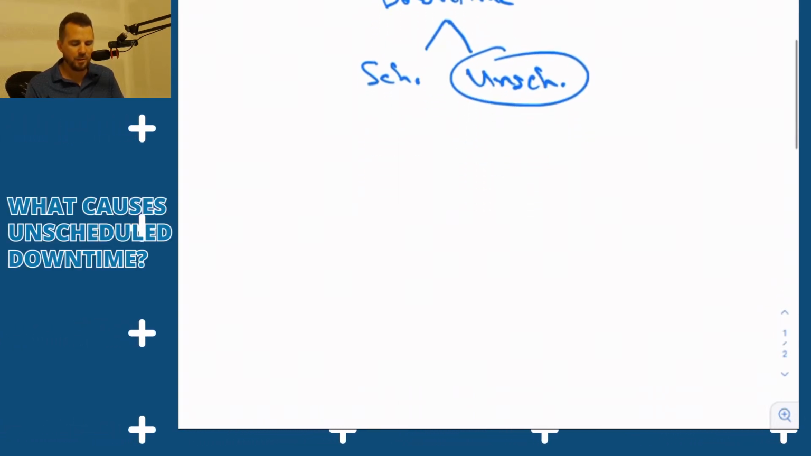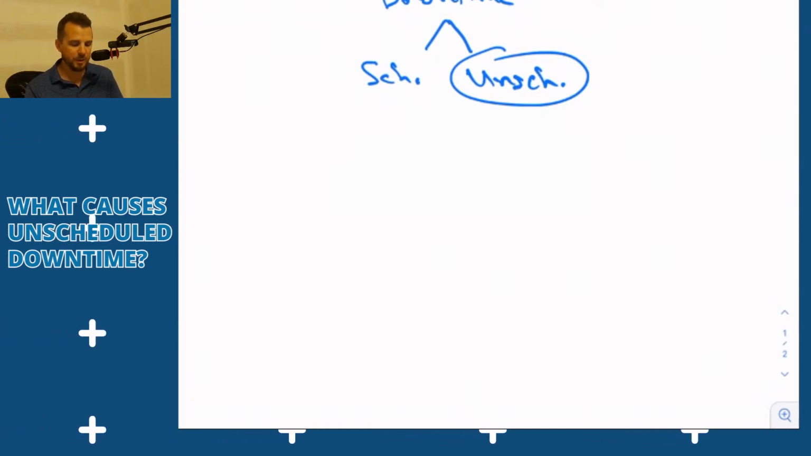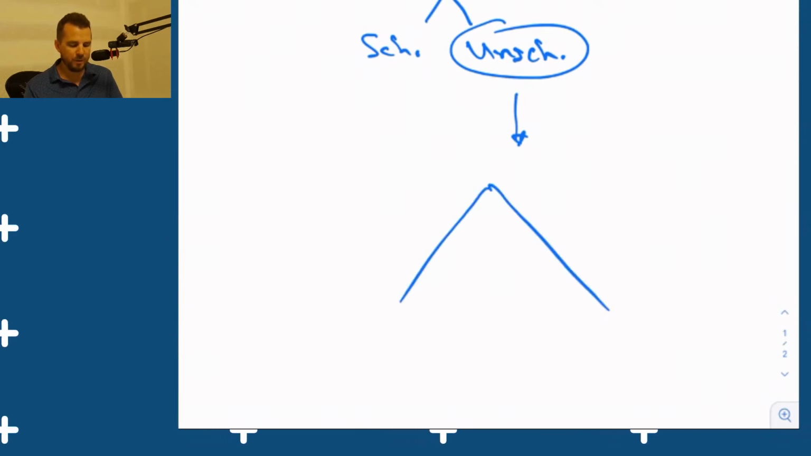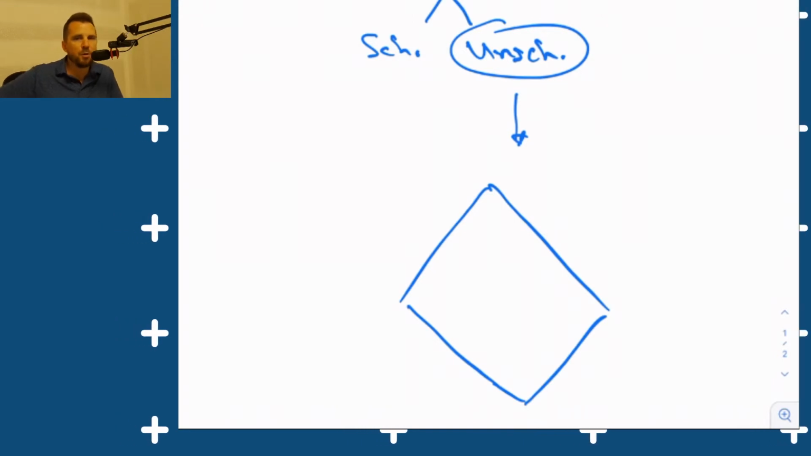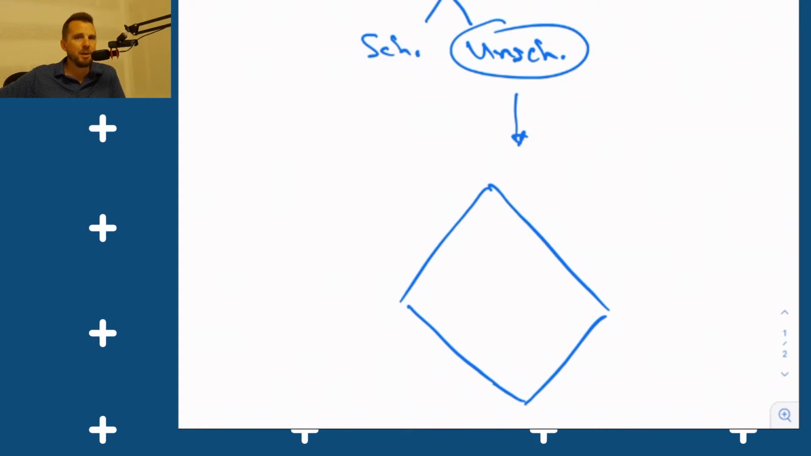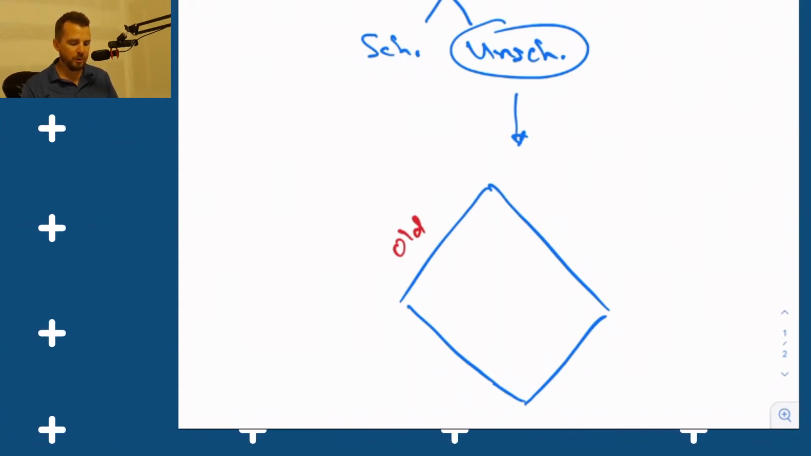So what causes unscheduled downtime? Well, there's really only 4 things that cause unscheduled downtime. So let me dive right into this. So the 4 things that cause unscheduled downtime, the first one in terms of line performance, right? So equipment performance, asset performance. The first one is what we call old equipment.